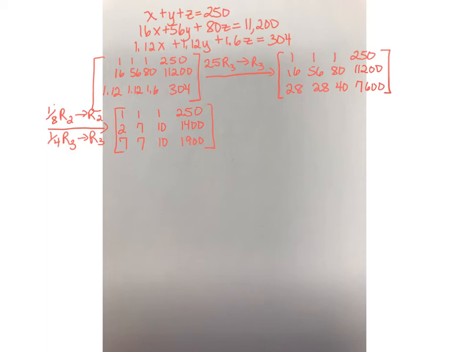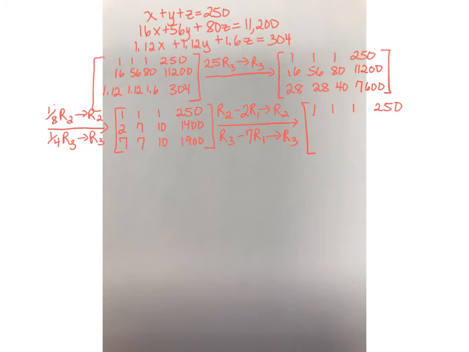You should try this on your own, and then come back to the video if you can't figure it out. So you have row 2 minus 2 row 1 to get a new row 2, and then row 3 minus 7 row 1 to get a new row 3. Again, pause and do those calculations and then come back and check to see if you get the correct thing. So you have 1, 1, 1, 250. Row 1 did not change.